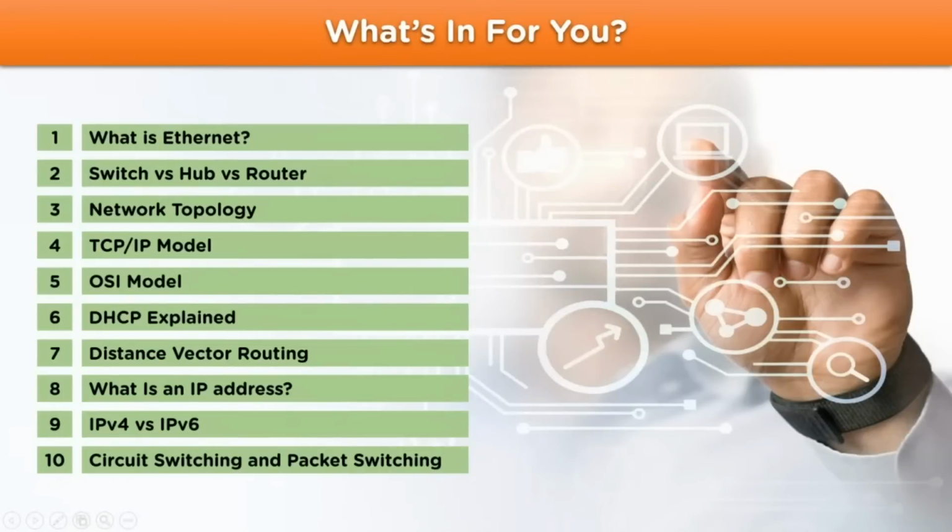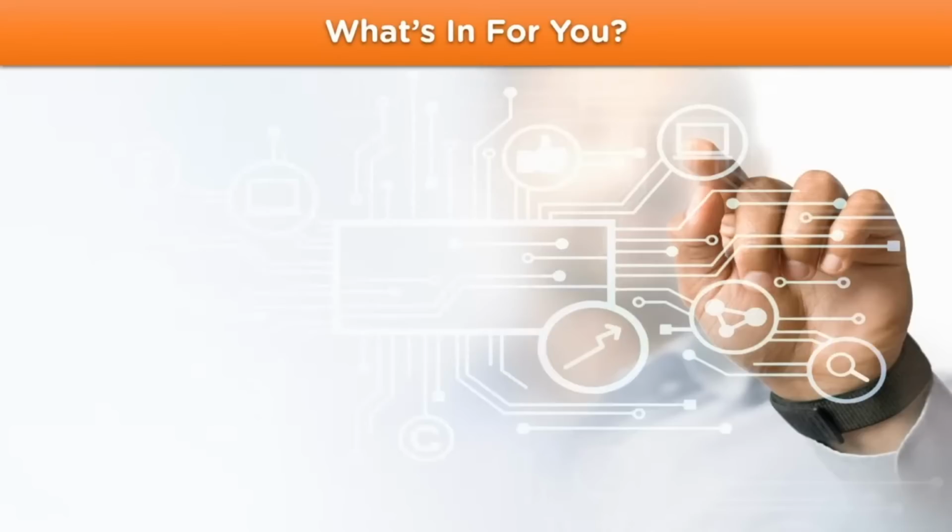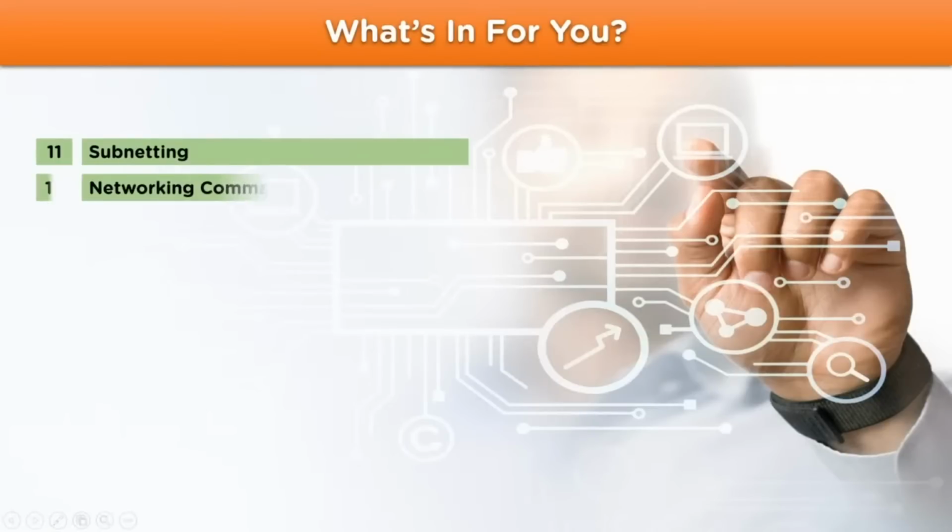With this, we have completed all the basic parts of a computer network. Moving on, we will look into more complex headings, which are what is subnetting? Subnetting is a part of computer network which prevents the wastage of IP addresses in a network. Moving on, we will look into multiple networking commands which are helpful in troubleshooting network issues.